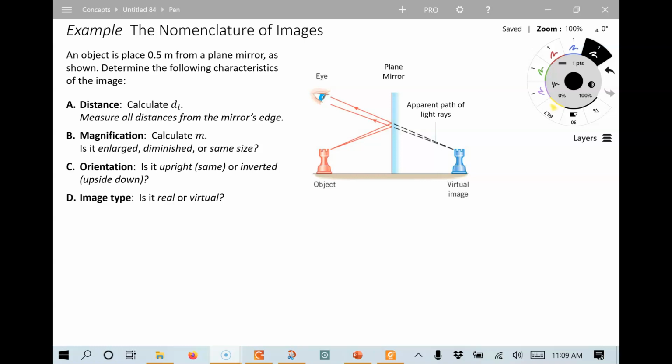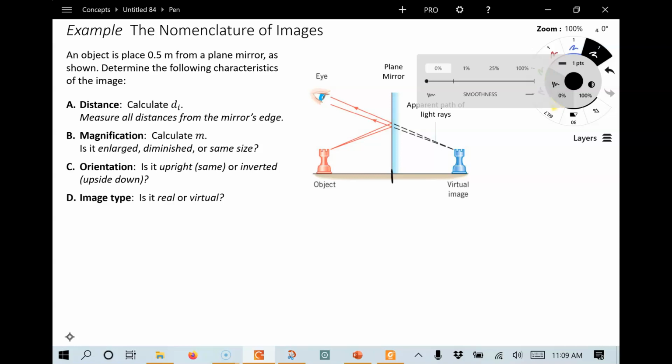type. First of all, distance. The edge of the mirror here is always the reference point for measuring distance. So for the object, for example, from here to here, that's your object distance. And if I want to measure the image distance, it's also a line that begins at the edge of the mirror. So we can call this DO, object distance, and this distance here would be DI, the image distance.